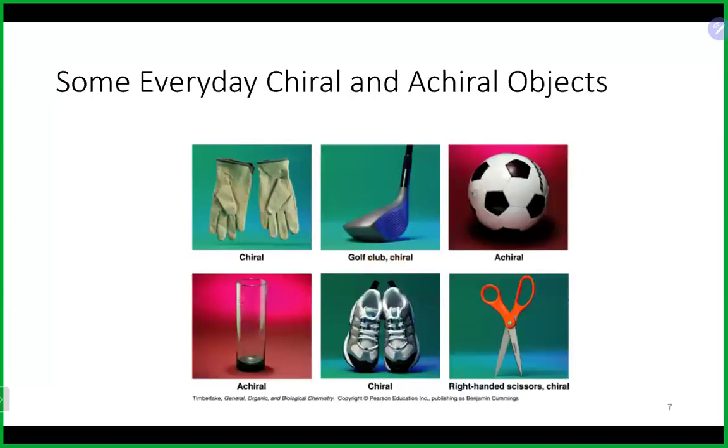Here are some chiral and achiral things. So we got gloves, which are chiral. We got an achiral soccer ball. Right-handed scissors are chiral. We got an achiral glass. It has a plane of symmetry down the middle. You split that in half, and basically have both things on the same side as well.